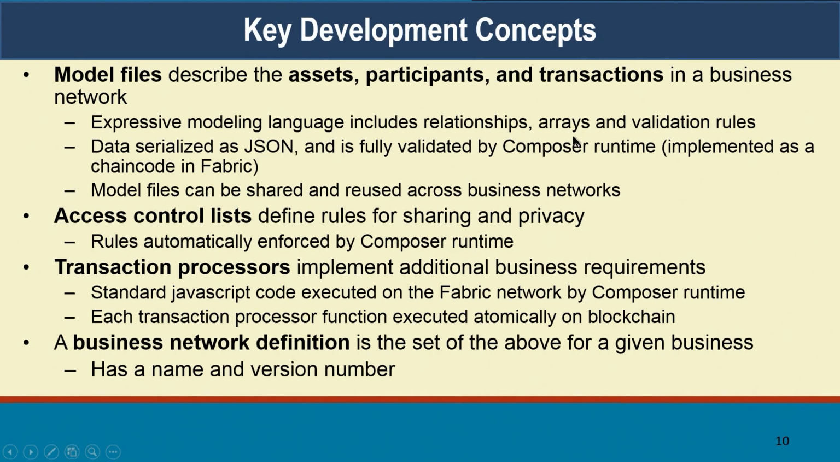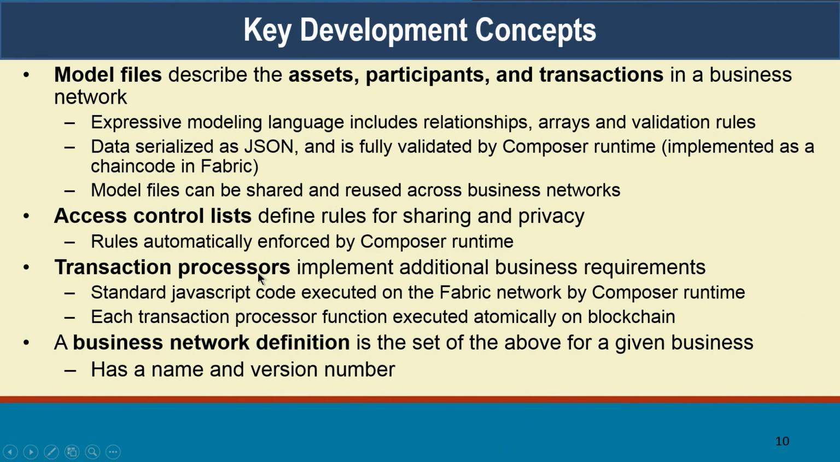So think of the Composer runtime as actually a chain code, a special chain code that's actually running within Fabric, which will interpret all of this logic that you've specified, be it assets, be it participants or transactions. This runtime is going to interpret all of this information that you are providing it. Model files can also be, like I said, shared and reused across multiple business networks. There are access control lists that define the sharing and privacy, and these rules are automatically enforced by the Composer runtime again. So it'll look up for each asset what the access control rules are, and it will enforce them.